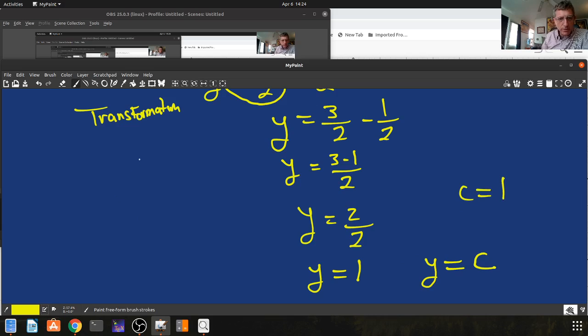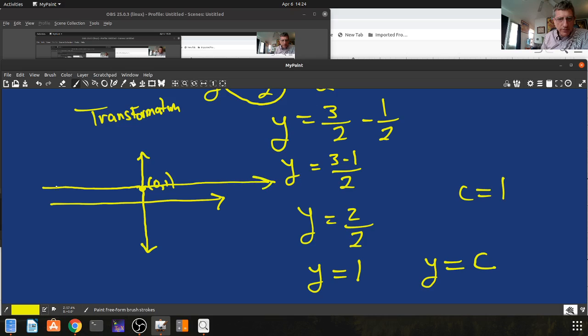So if this is my coordinate system, here's my y-axis, here's my x-axis, and this is the point 0, 1. Literally, this is going to be a graph. I probably should have shown a different color, but too late. This is the graph of the equation y is equal to 1. So this is my x-axis down here and my y-axis up here, and this is a horizontal line.